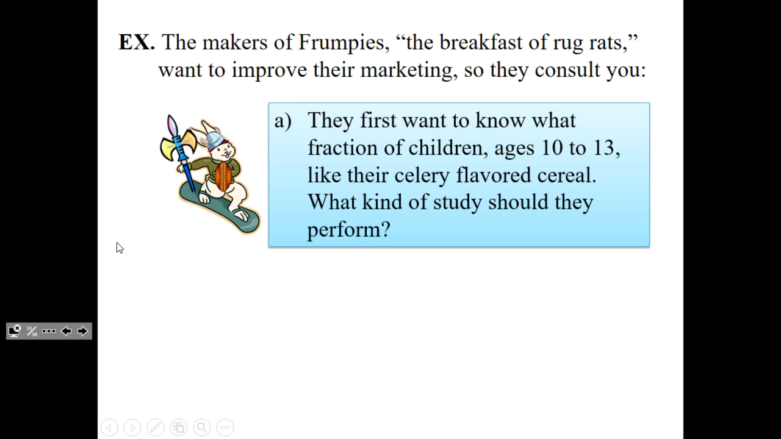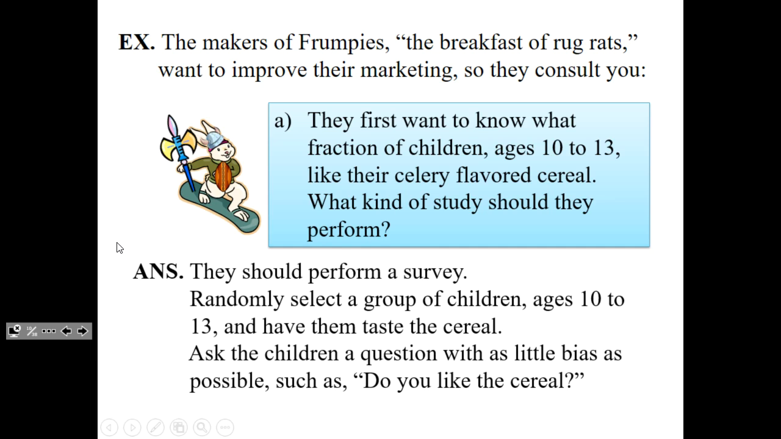Now, for example, the maker of Frumpies. They make the breakfast of Rugrats. They want to improve their marketing. So they ask you, first, they want to know what fraction of kids aged 10 to 13 like their celery-flavored breakfast cereal. They ask, what kind of study should I perform? Well, all we want to know is what percent of kids like their cereal. That's just a survey. I ask a randomly selected group of kids, do you like the cereal?